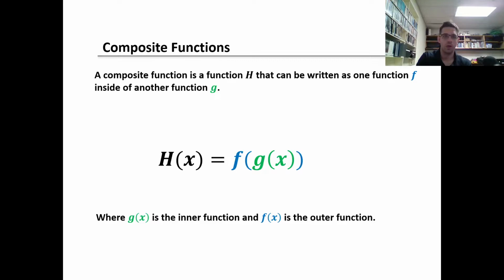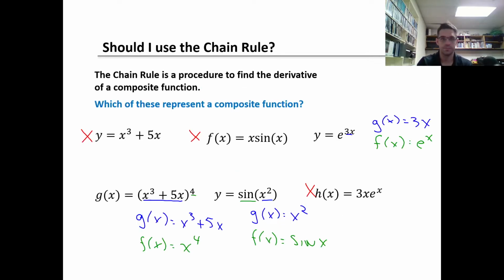So composite functions: a function h, if it's composite, can be written such that you have function g and function f, where g is inside of f. So you could say h of x is equal to f of g of x. So x would be the input for our g function, and g of x would be the input of our f function. Or we could say g of x is the inner function, f of x is the outer function.